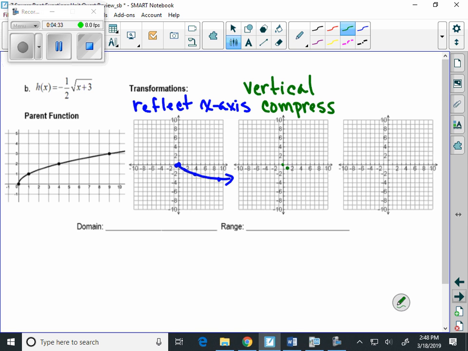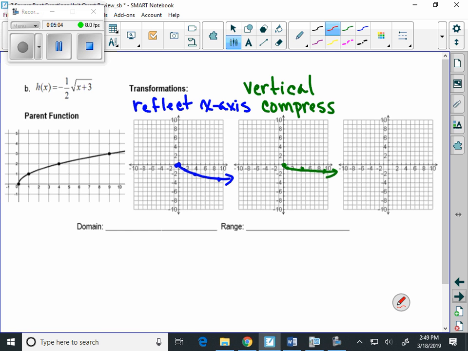And 4, negative 2 is going to become 4, negative 1. And 9, negative 3 is going to become 9, negative 1 1/2. So let me say those points again, just so you can make sure to get them. 0, 0, 1, negative 1/2, 4, negative 1, 9, negative 1 1/2.